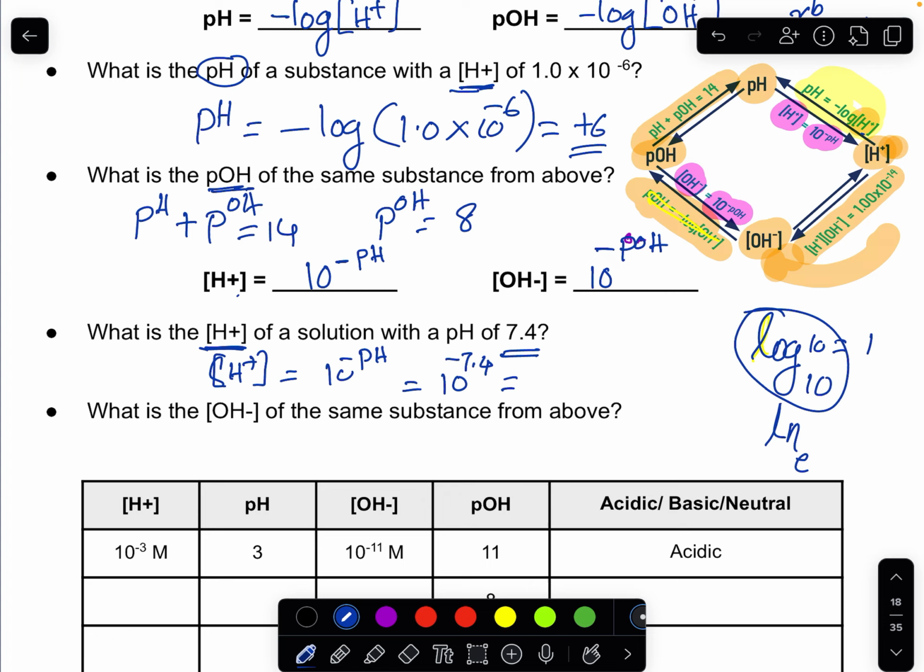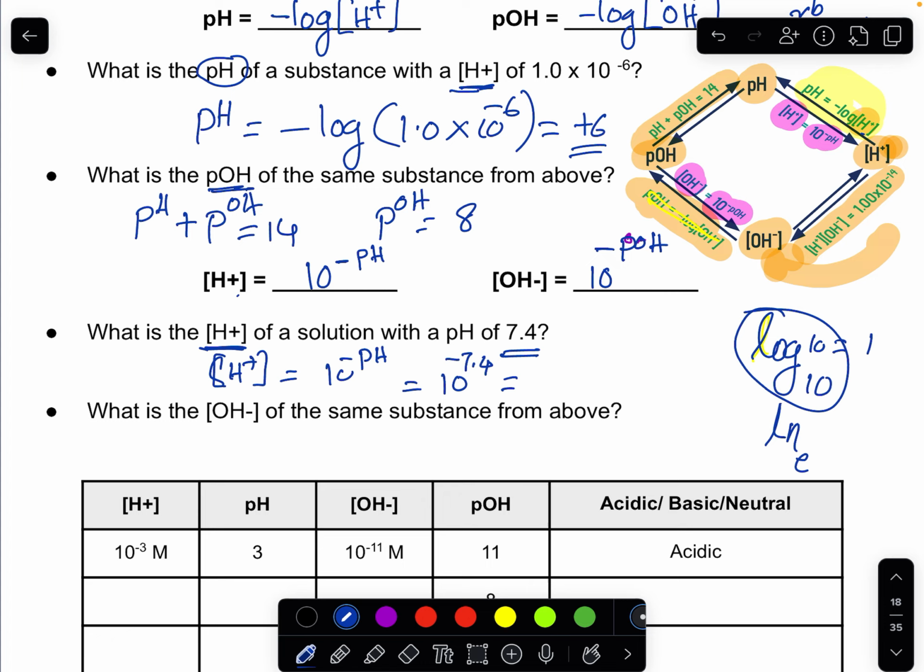So what is 10 to the power of negative 7.4? Can you change that into scientific notation on your calculator? Second DRG, which can select scientific notation. A test is on Monday.